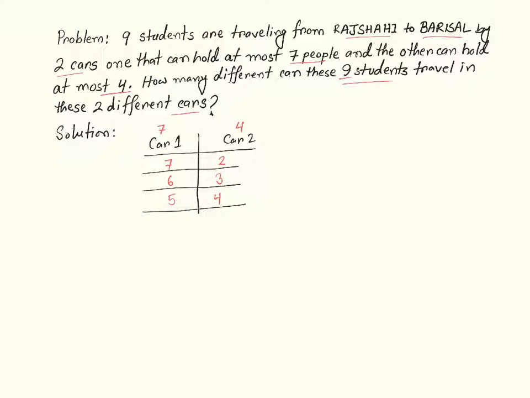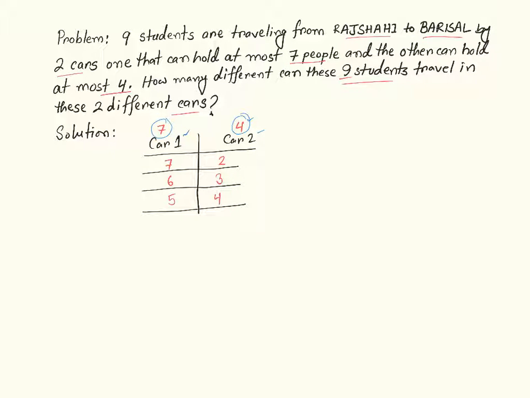Why? Let's say we have 4 people traveling in the first car. In that case, 5 people have to travel in the second car, but the second car can only hold 4 people, so it's not possible. So these are the only possible ways these 9 students can travel from Rajshahi to Borishal in these 2 different cars, with the restriction that the first car has 7 spaces and the second car has 4 spaces.